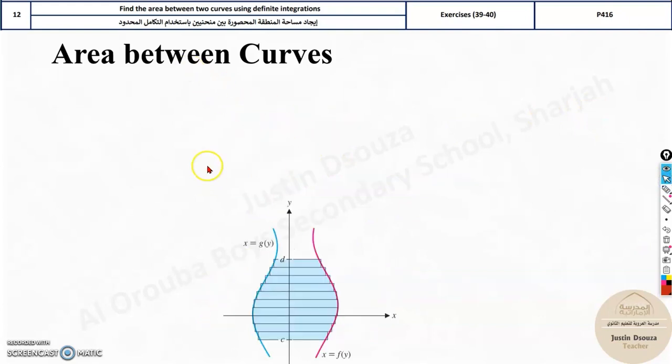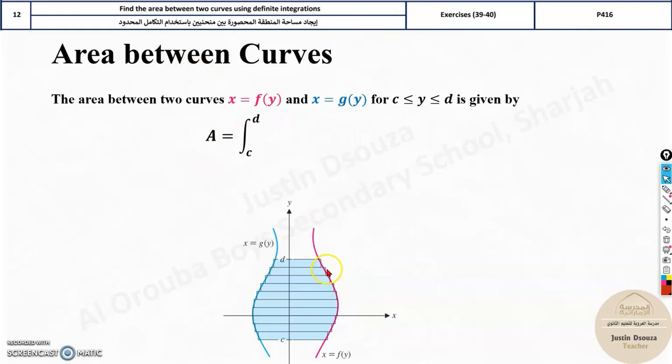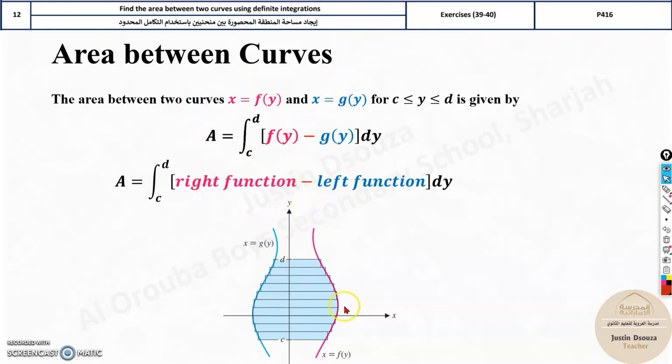Similarly, we saw in the previous video this particular formula where we find the area between the curves, and with respect to the y-axis, it will be the right function minus the left function. These are the basic things.